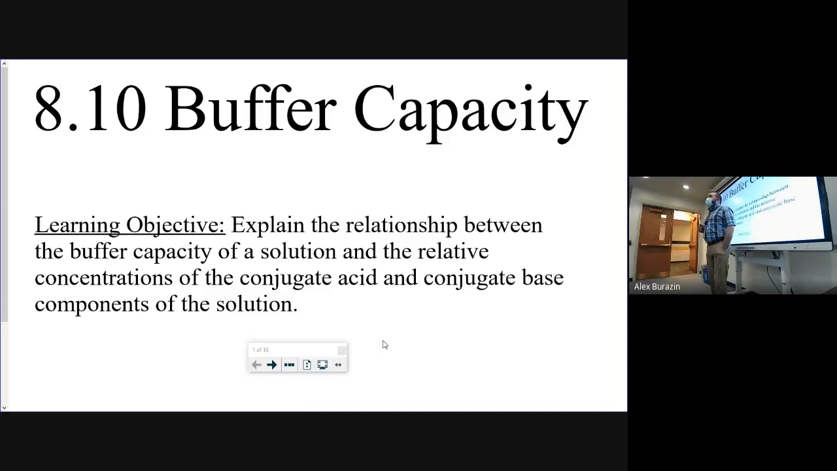Today we're going to finish up Unit 8. We have one more topic. It is on buffer capacity. Really nothing too different, just things to think about in terms of how buffers work and what makes them useful and when they're less useful, more or less.